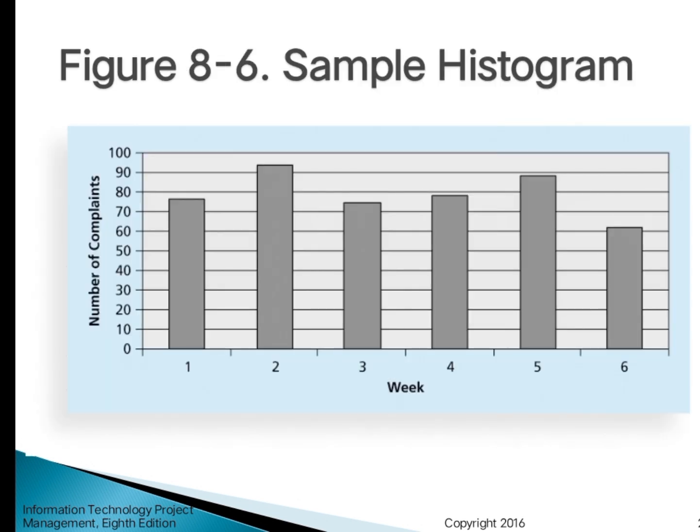In this sample histogram, we can see the number of complaints and the week. As we can see, the bar graphs rise and then fall. So it shows that the number of complaints of each week has either risen or fallen.